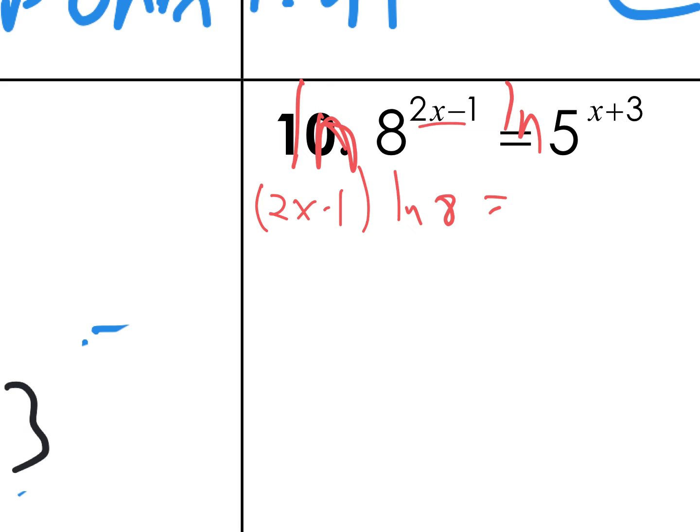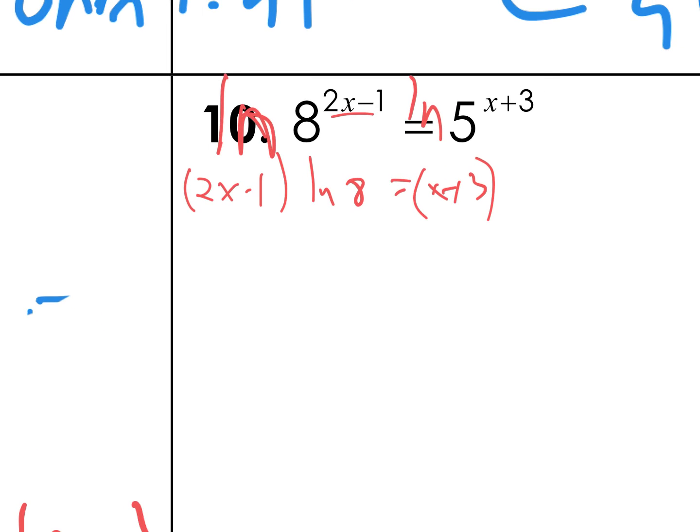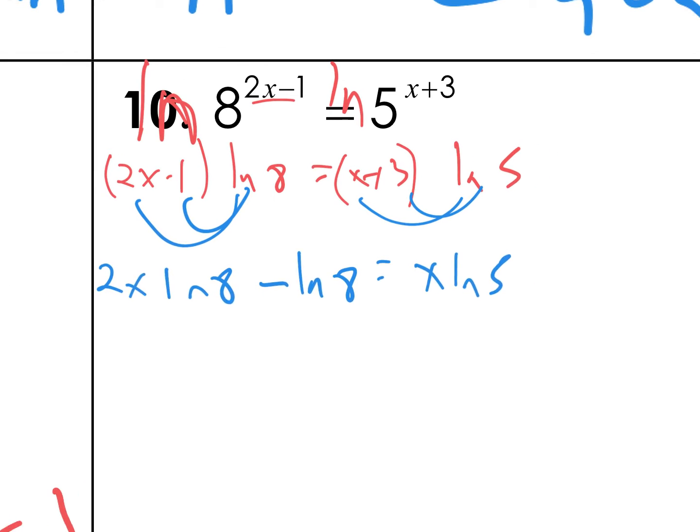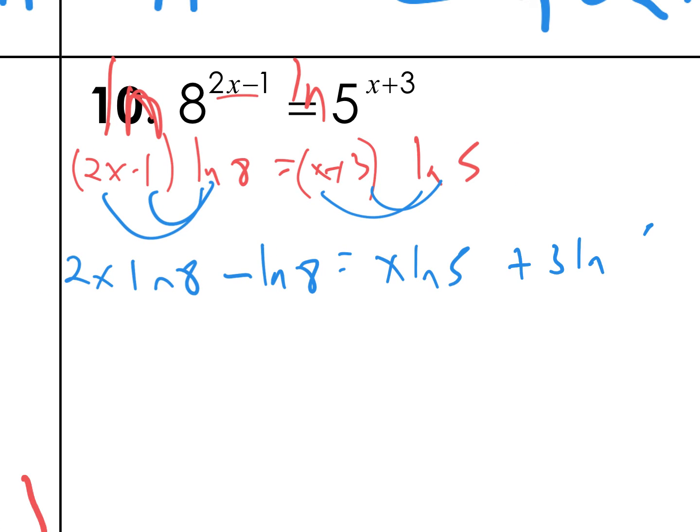I'm going to take this x plus 3, move it to the front. Notice I'm putting them in parentheses to make sure that the whole thing is up front, times the natural log of 5. And now I'm going to distribute both natural log numbers into the parentheses so I can get the x out of jail. So I'm going to distribute this natural log of 8, so that gives me 2x natural log of 8 minus natural log of 8 equals, this one's going to have to be distributed as well, x natural log of 5 plus 3 natural log of 5.